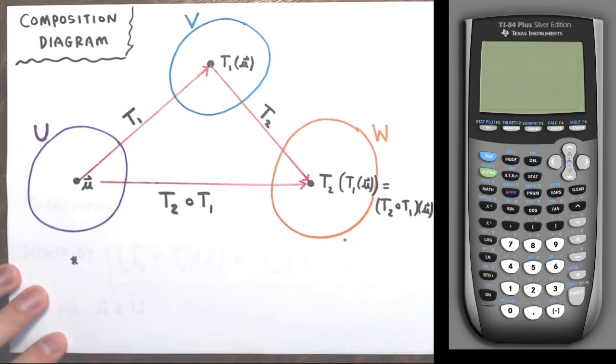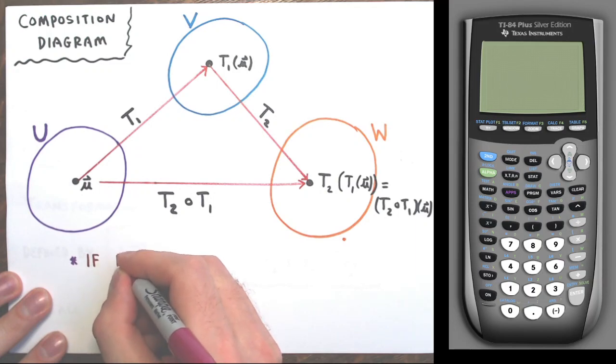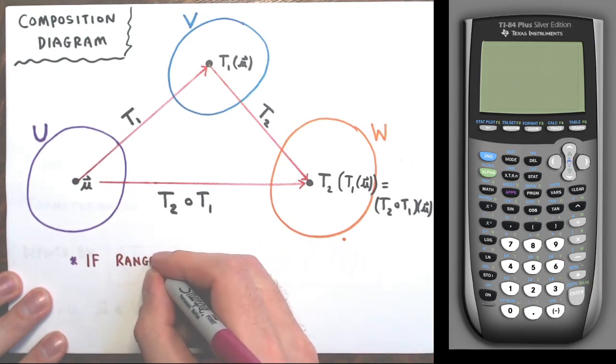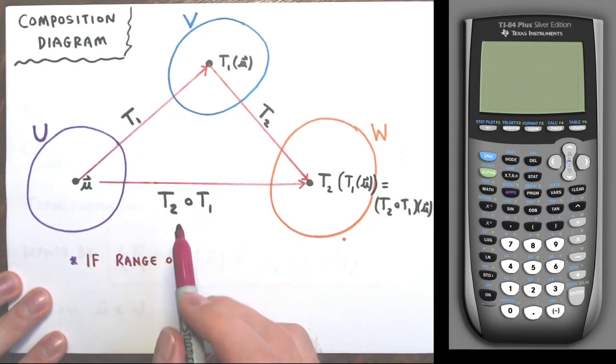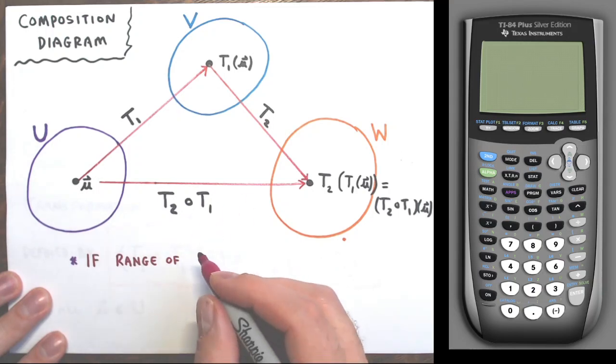If the range of T1, right, if the range of the first transformation you apply, because I could switch the order here that you're going to see. So again, just the one on the right is the first one you're going to apply.